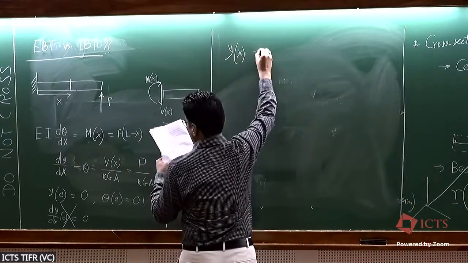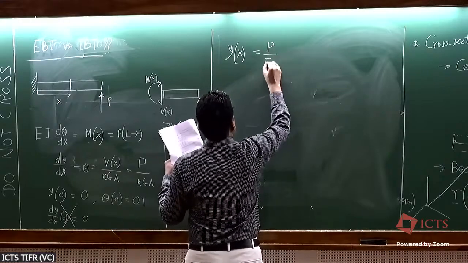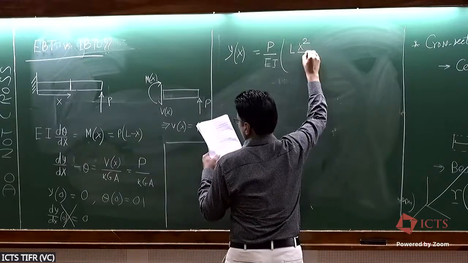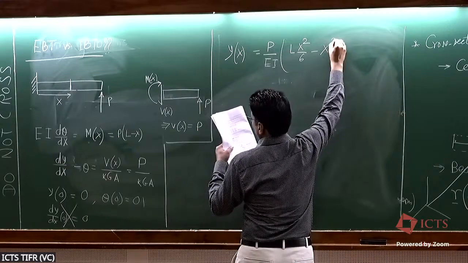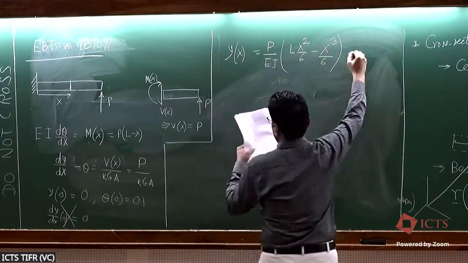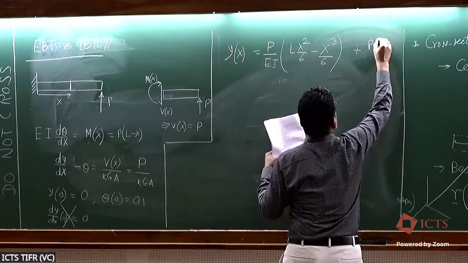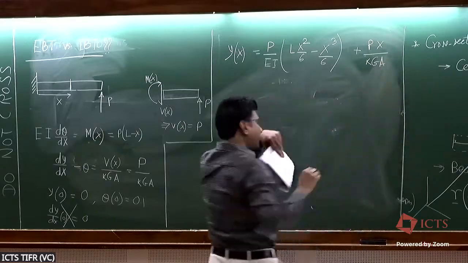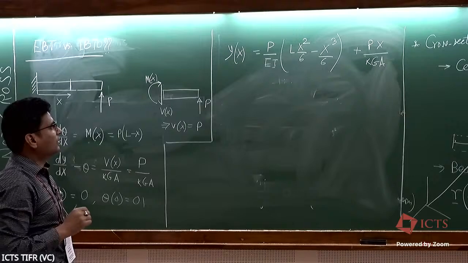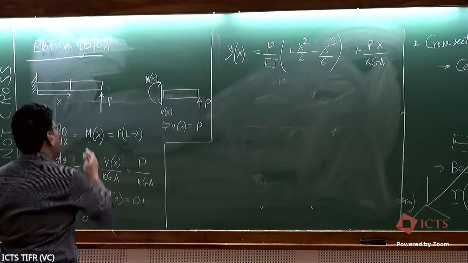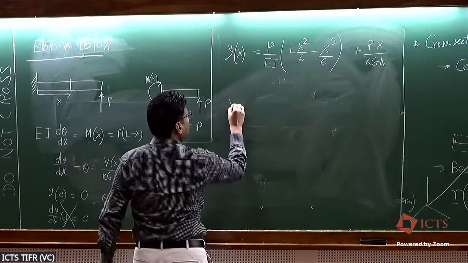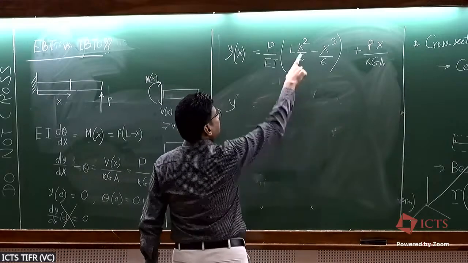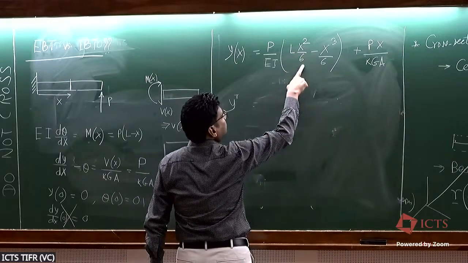y of x equal to P over EI into (L x squared over 6 minus x cubed over 6) plus P x over kGA. That's the deflection formula. And if you look at the tip deflection, y tip, you just plug in x equal to L here, you get L cubed by 6 minus L cubed by 6.